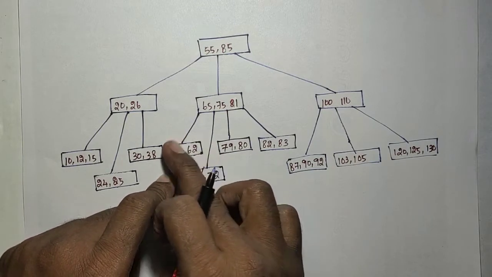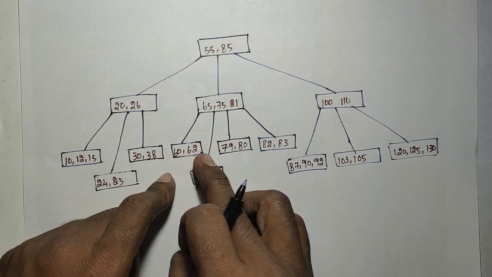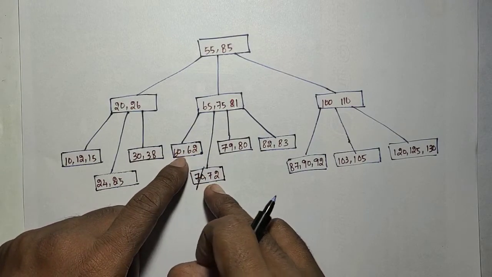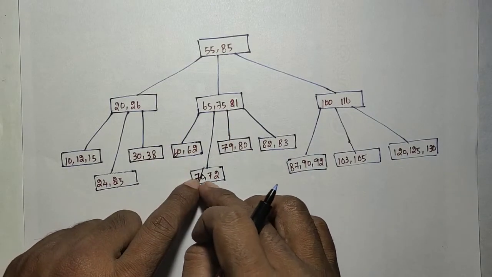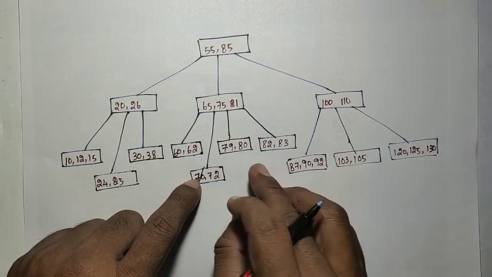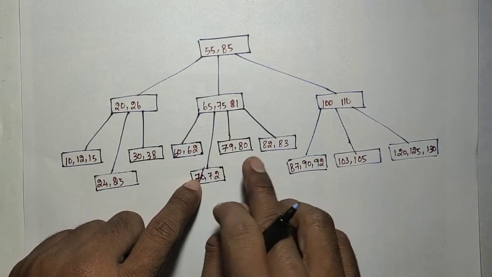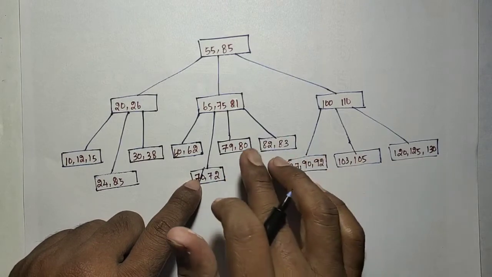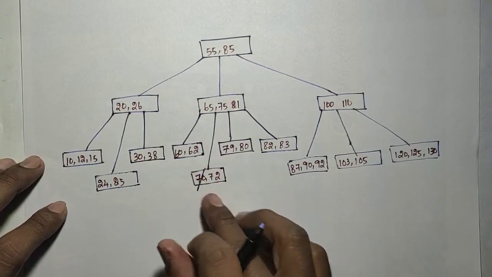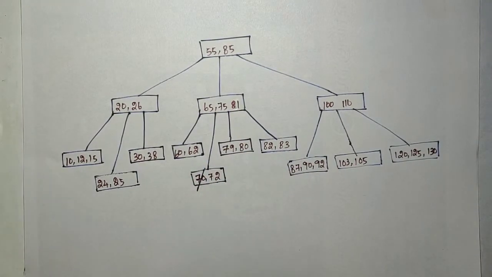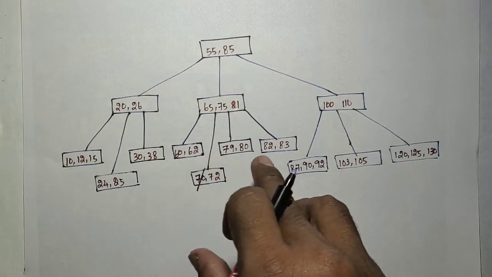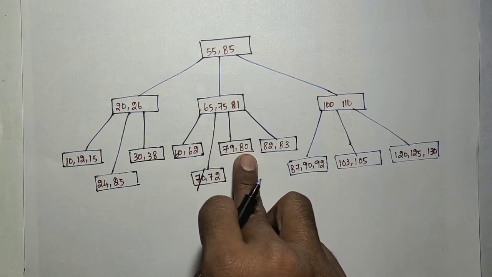Now ask the left sibling. Here it is having only the minimum number of elements, 60 and 62. So he cannot give one element to him. He is not having an extra element. So you ask the right sibling; he is also only having 79 and 80. He is not having an extra element, he cannot give, he is having the minimum number of elements. So he cannot give an element to this node. He is helpless. So he cannot get an element from the left sibling or from the right sibling.